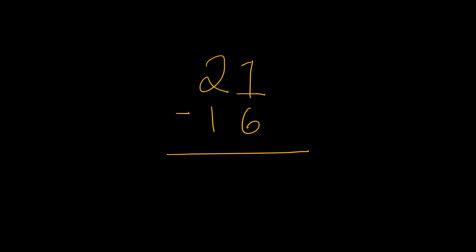In this example, I have 21 minus 16. And you guessed it, I'm going to have to borrow because I can't minus 6 from 1. Therefore, this 2 becomes a 1, and this 1 becomes an 11. So now I have 11 minus 6, which is going to be 5. And I have 1 minus 1 on this side, and that's going to give me 0. So the answer is going to be 5.